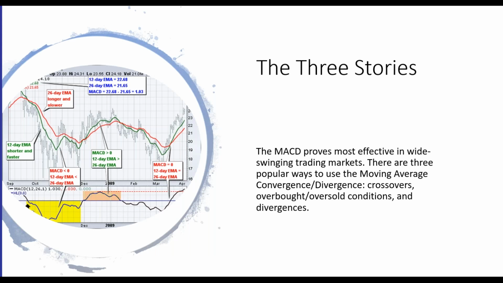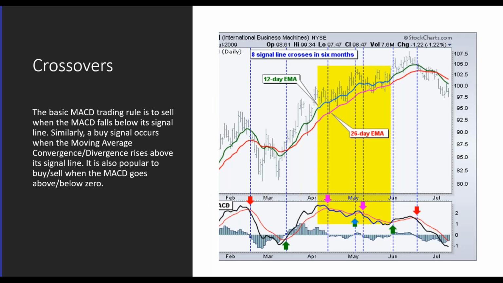Now, MACD actually gives us 3 different stories, 3 different pieces of information. As the name says, it's moving average convergence and divergence. So what it gives us is crossovers, overbought and oversold conditions, and divergences. The first are crossovers. The basic MACD trading rule is to sell when the MACD falls below its signal line. Similarly, a buy signal occurs when the MACD line rises above its signal line.